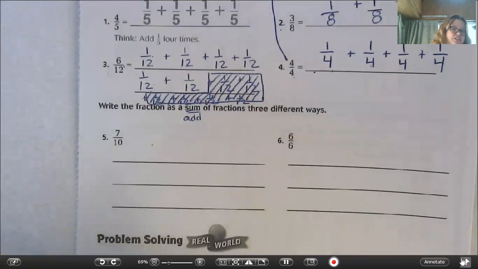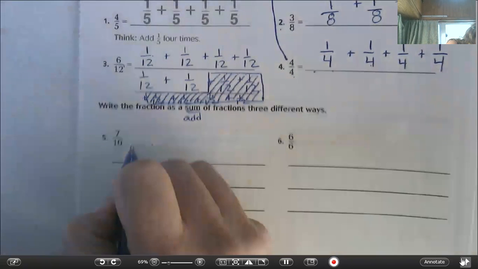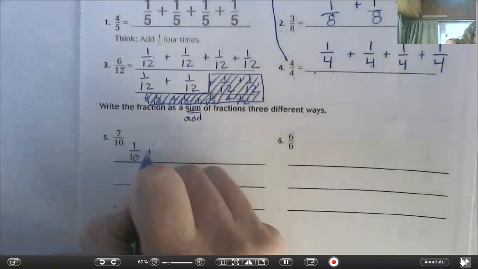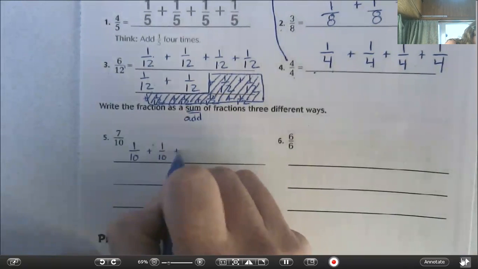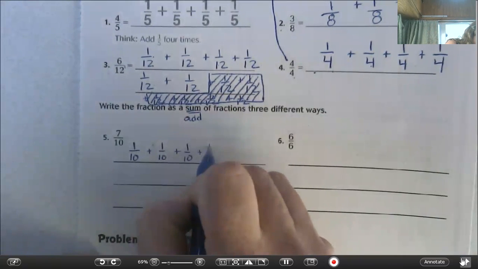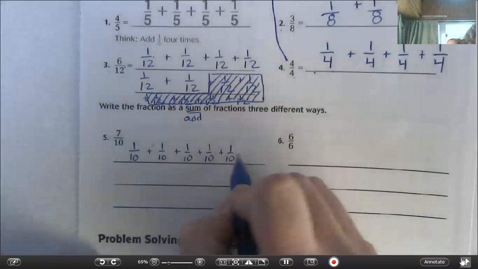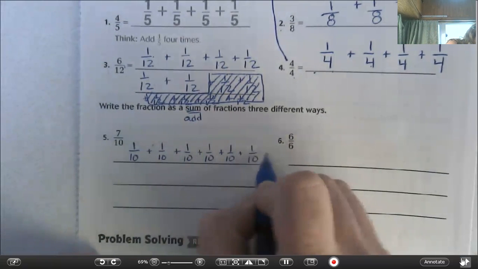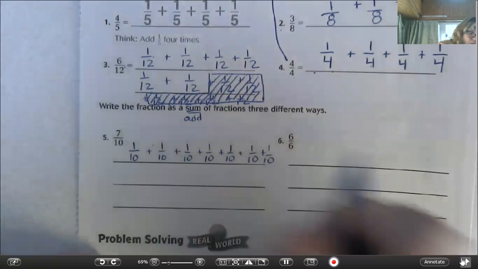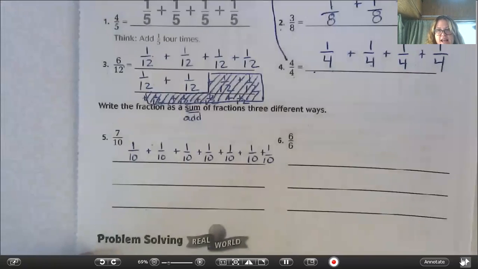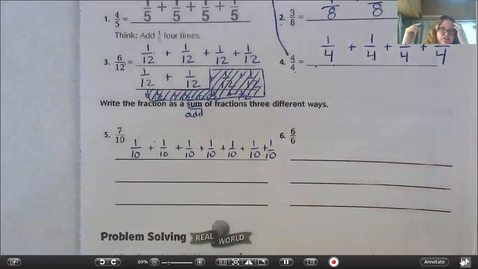One way is using our unit fractions, where we could do 1/10 plus 1/10 plus 1/10 plus 1/10 plus 1/10, 1, 2, 3, 4, 5, plus 1/10, 6 plus 1/10. But is that the only way I can add my fractions together? No. Let's look at 7. Can we divide 7 or break 7 into different parts?